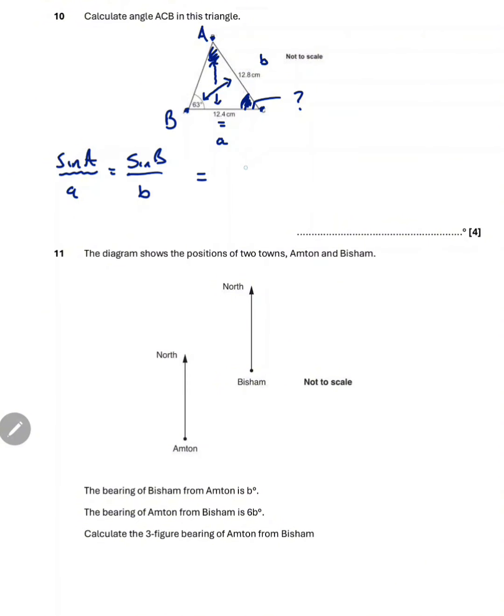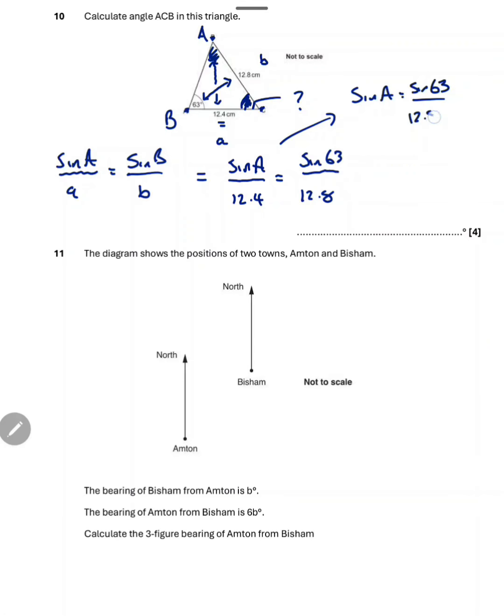We're then going to substitute in. Capital A is the thing I'm looking for. Sine A over little a is 12.4. Capital B is 63, so we get sine 63 over little b is 12.8. And then there's a one-step rearrangement. If I'm trying to find sine A, this 12.4 that I'm dividing by is going to come up here as a multiplication. So I'm going to get sine 63 over 12.8 multiplied by 12.4. So that's come onto a new line of work, and it should be here. I'm going to bash that into a calculator.